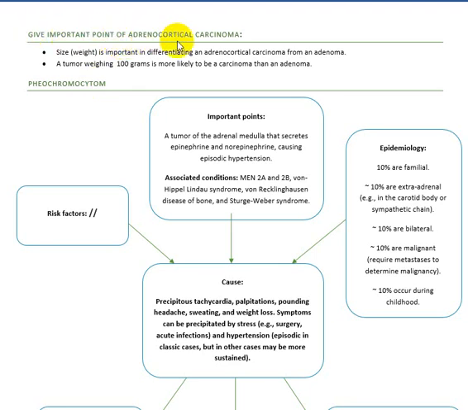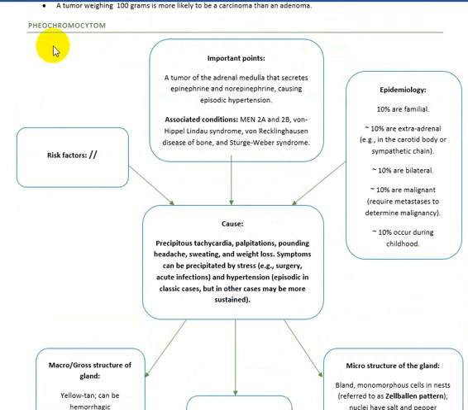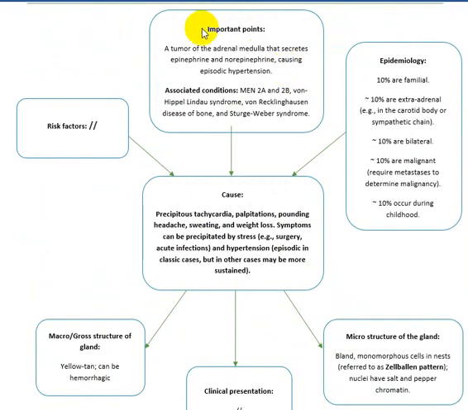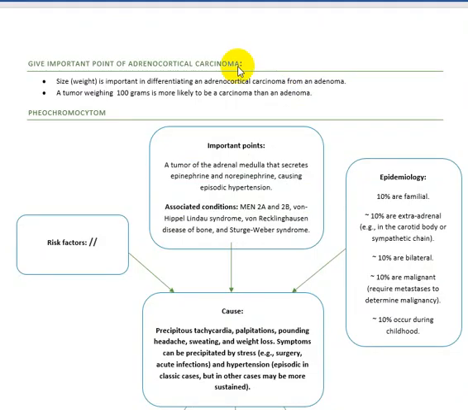Now an important point about adrenal cortical carcinoma. Size is important in differentiating adrenal cortical carcinoma from adenoma. A tumor weighing more than 100 grams is more likely to be a carcinoma. So if you have a tumor of more than 100 grams, then you can say it's a carcinoma. So this is adrenal cortical carcinoma.